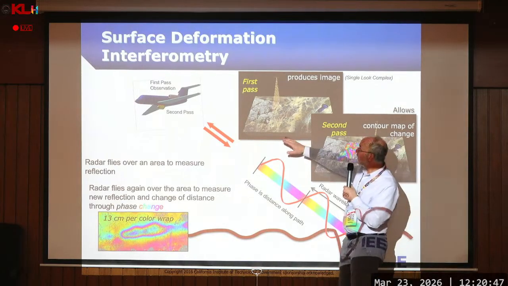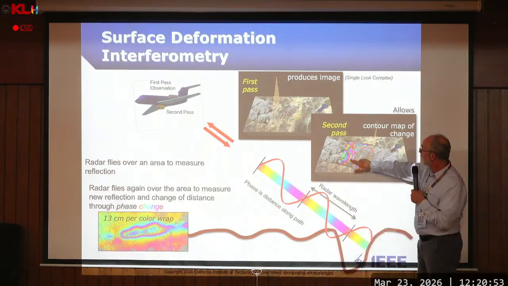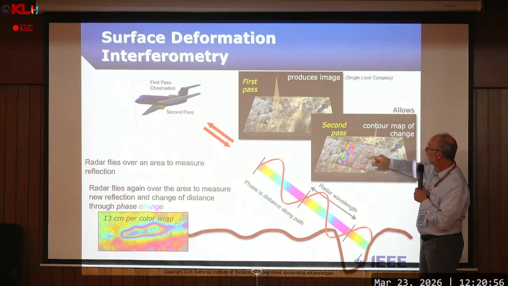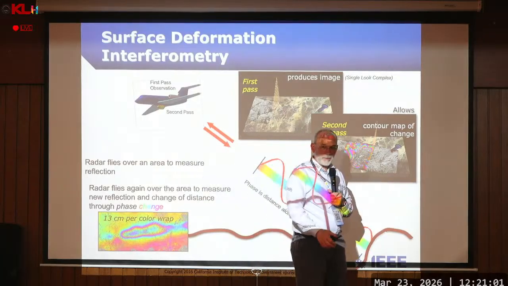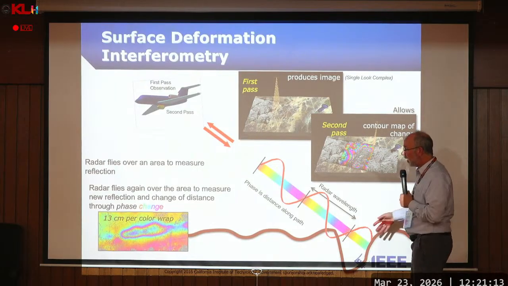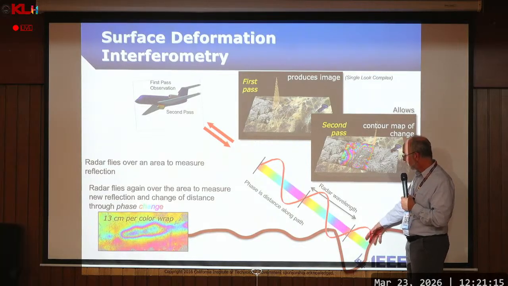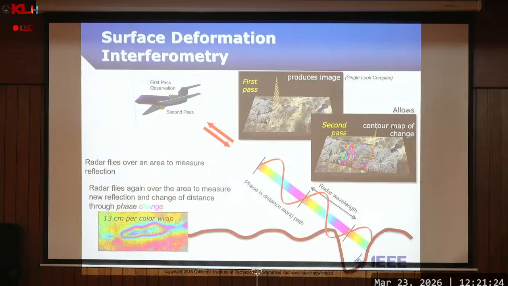So here's the first pass, we make an image. Here's the second pass, we produce an interferogram. In this case, we're imaging an earthquake that happened in California. In this case, we're imaging the subsidence of an oil field where oil was extracted from the ground and the surface subsided. So we're looking at fraction of a wavelength scale variability of the surface. The wavelength is 24 centimeters. The noise is low in the image. We can measure millimeters worth of displacement using this differential technique.